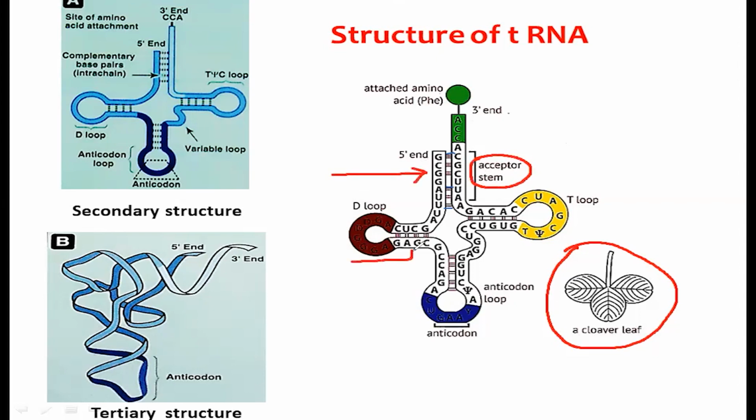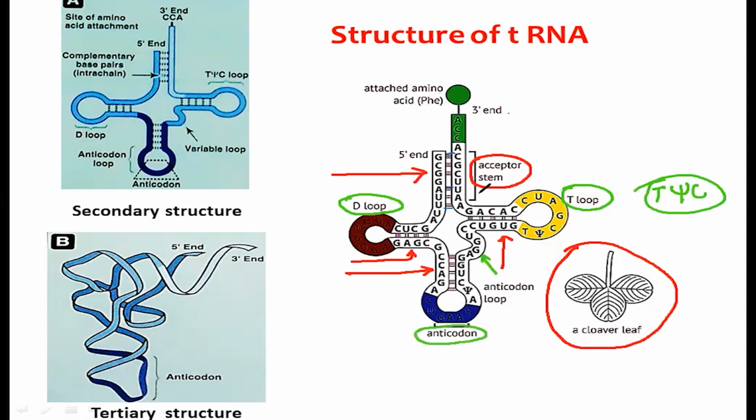this is the D arm, this is the anticodon arm, and this one is the T psi C arm, and these are the loops. This is the D loop, this one is the T psi C loop, and here is the variable loop, and the last of all is the anticodon loop.